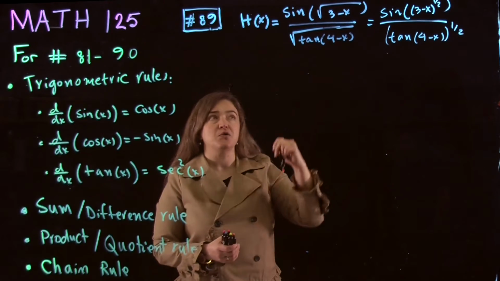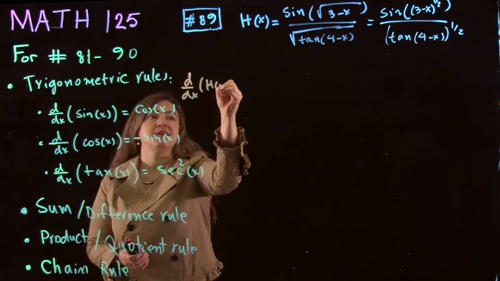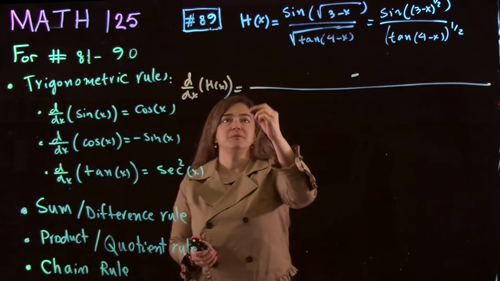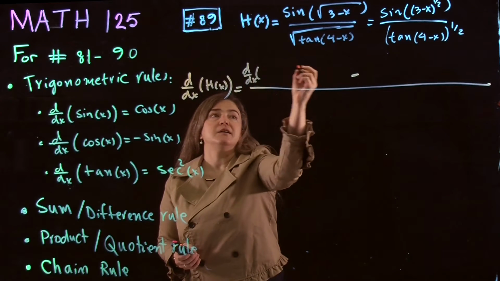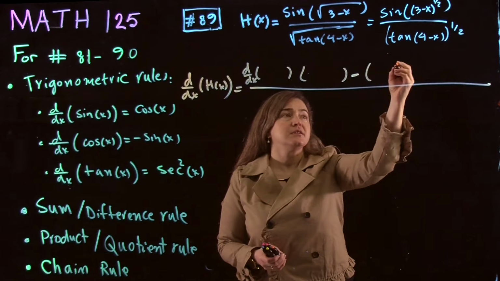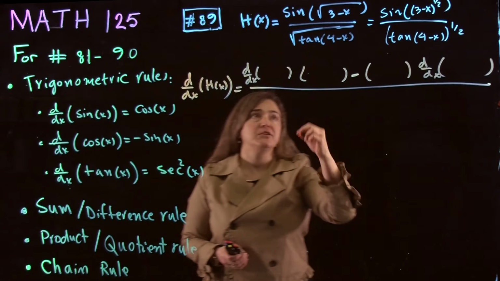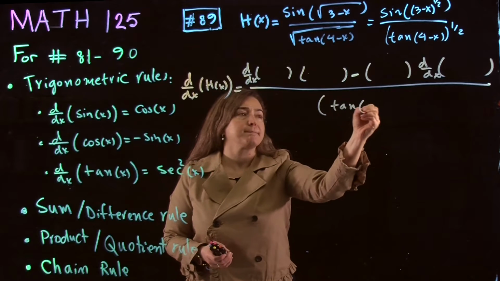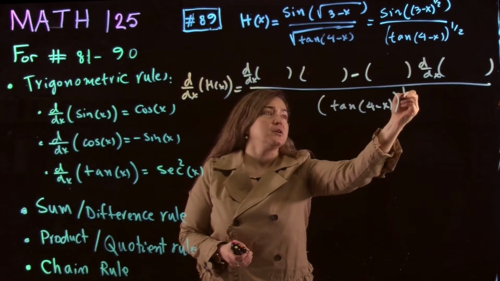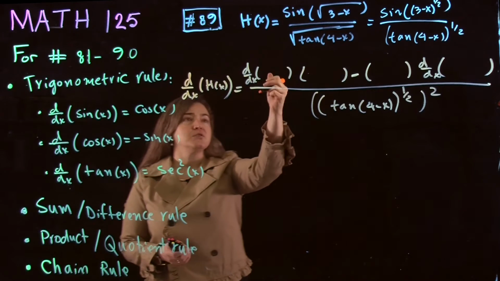So now let's do the quotient rule. So the derivative with respect to x of h of x is going to be a big quotient line with a negative sign in between: derivative of the numerator times the denominator, minus numerator times the derivative of the denominator, over the denominator to power 2.